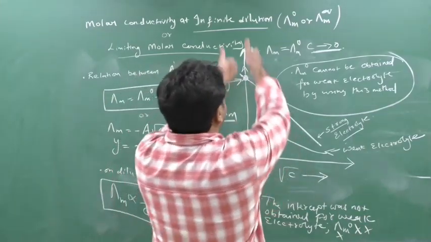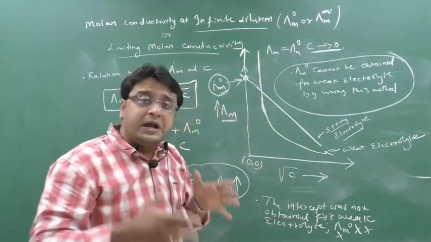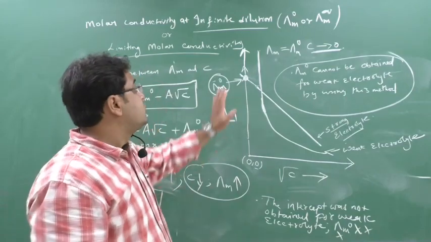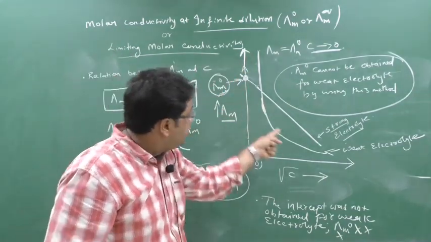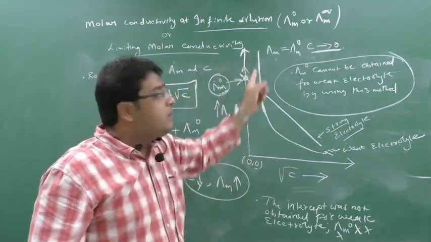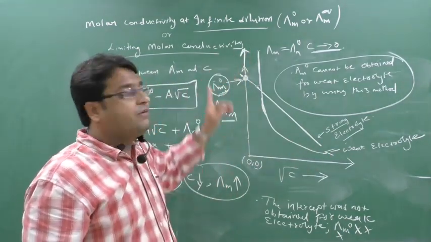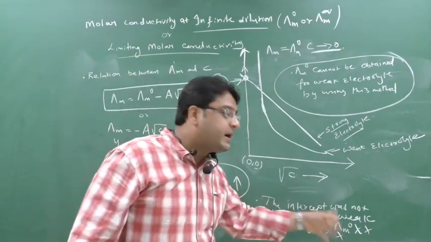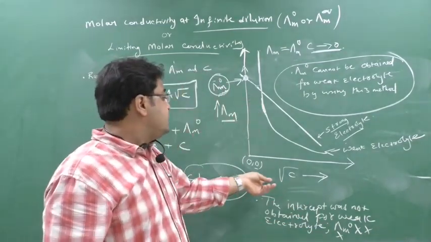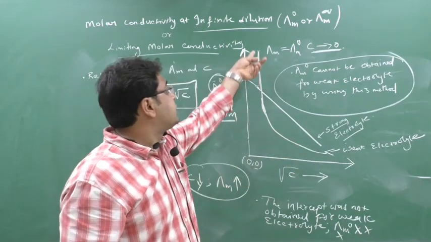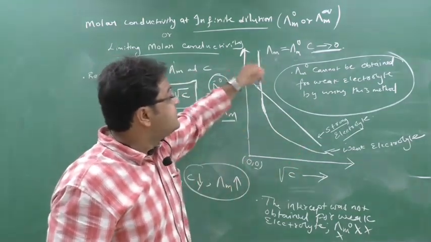On infinite dilution, on adding water, on increasing the volume, finally the graph becomes steep. Steep means it becomes parallel to the y-axis. When it becomes parallel to the y-axis, we cannot obtain the intercept. This graph for a weak electrolyte will never cut the y-axis, which means the lambda m naught value, or the value at zero concentration, can never be obtained for a weak electrolyte by this method.